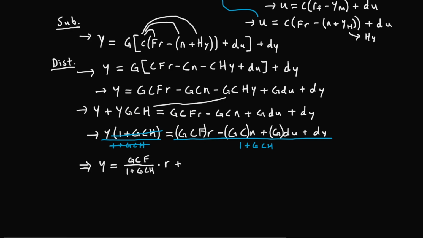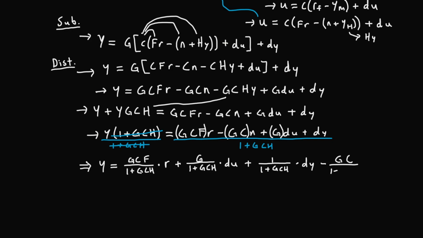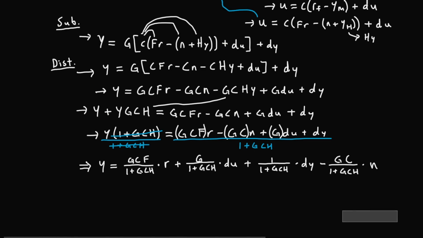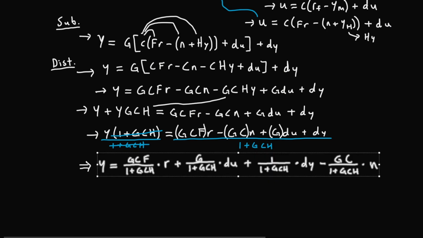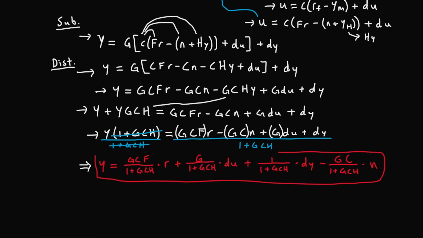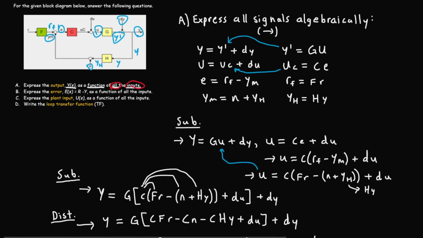So next I'll write plus G over 1 plus GCH times du. And then for dy, 1 over 1 plus GCH times dy. And lastly, we will have minus GC over 1 plus GCH times n. So now we have expressed y of s, or y, in terms of all the inputs. So this is the answer for A, which again expresses y of s as a function of all the inputs.